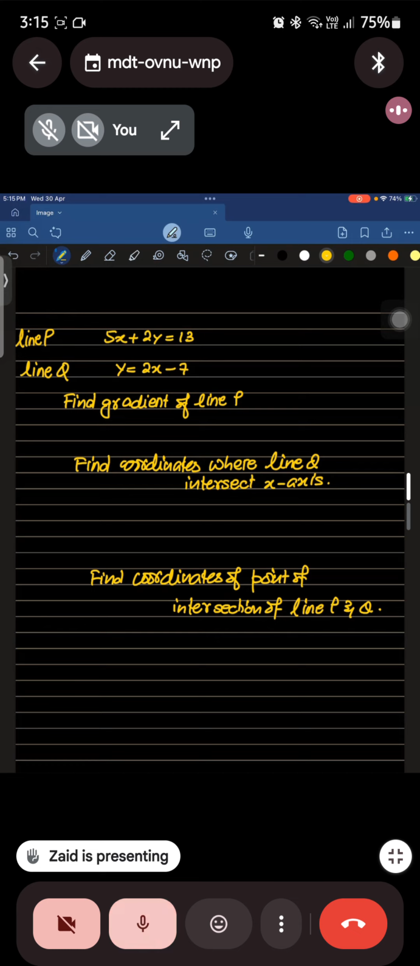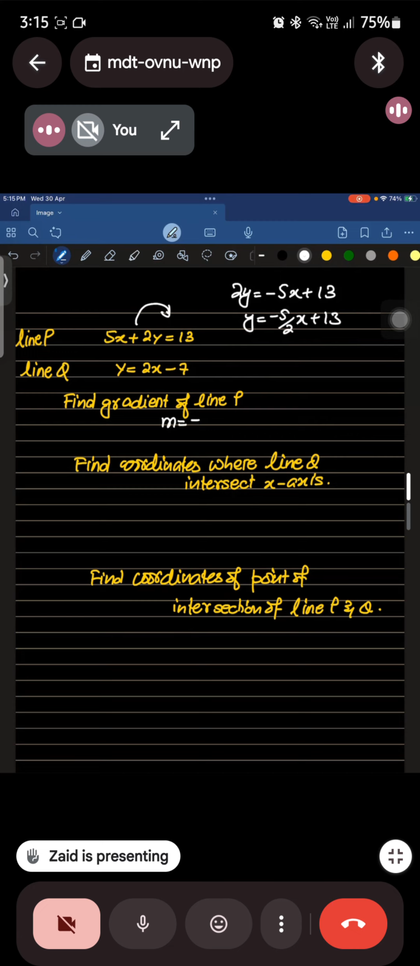Okay, so the gradient of line P. First of all, transform this equation into the form of y equals to mx plus c. So isolate y: minus 5x plus 13. y is equals to minus 5 over 2x plus 13. So the gradient is coming out to be minus 5 over 2.